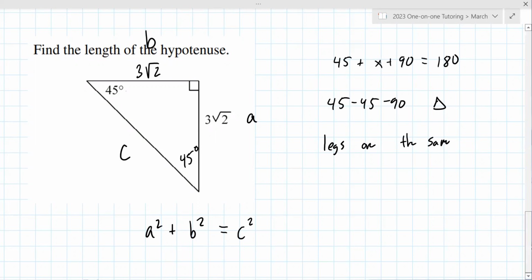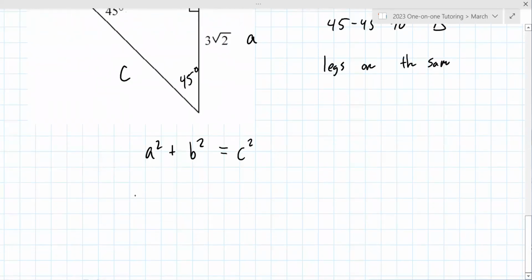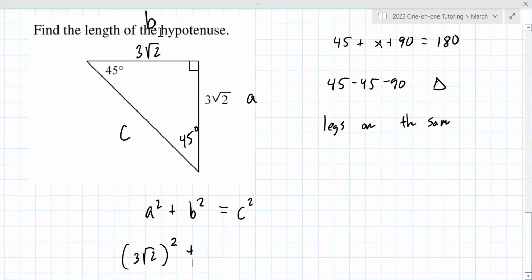What is the value of A in this problem? The value of A right there. The value of A, that's 3 square root of 2. So it's 3 square root of 2 squared plus what is the value of B? Yeah. B is 3 square root of 2. Good.